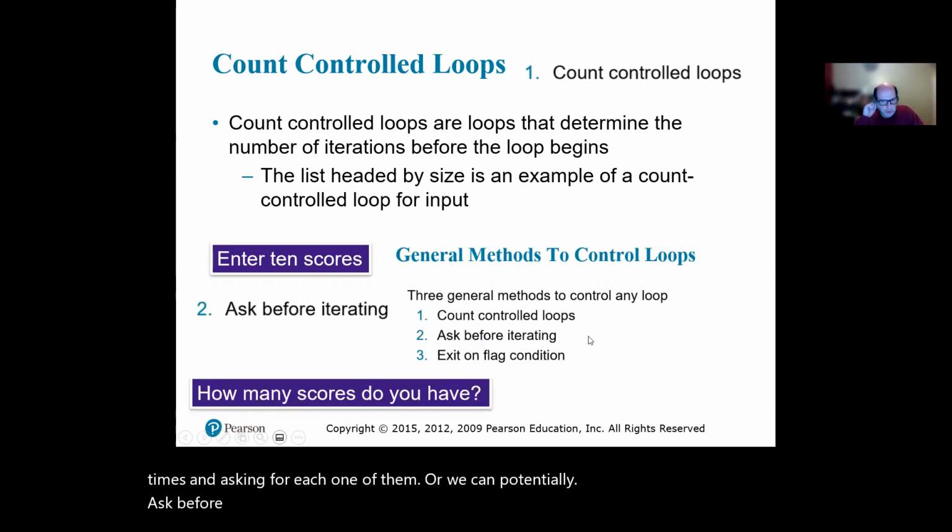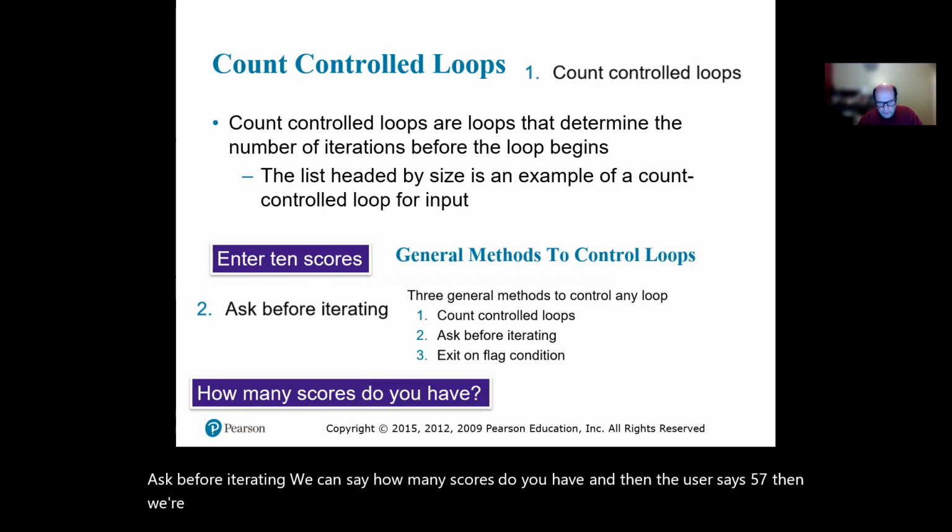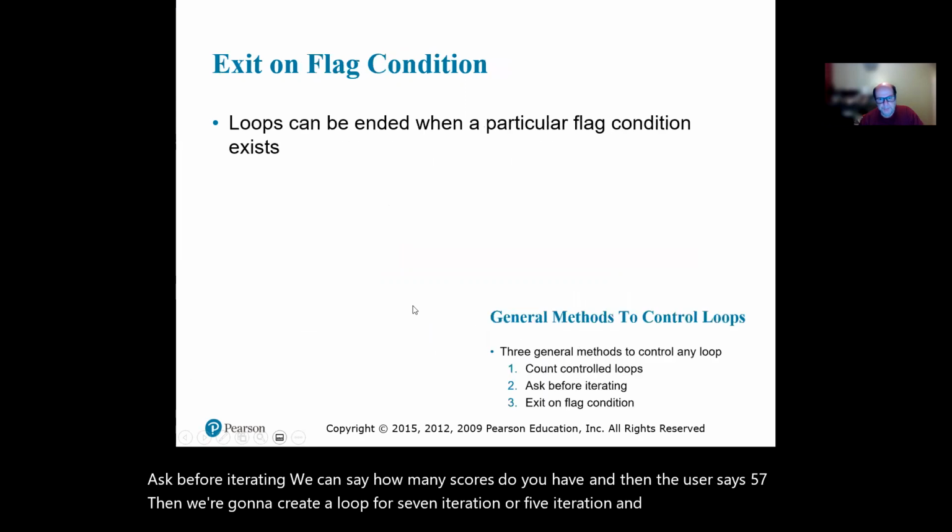We can say, how many scores do you have? And then the user says 5 or 7, and we're going to create a loop for 5 iterations or 7 iterations. And that's the way we're going to exit.